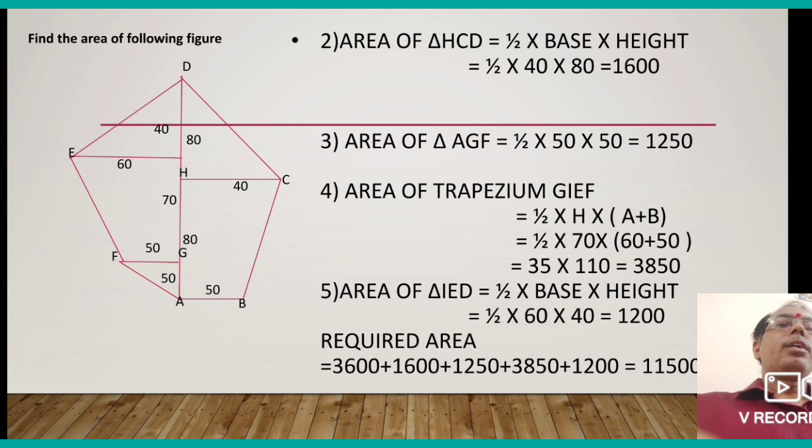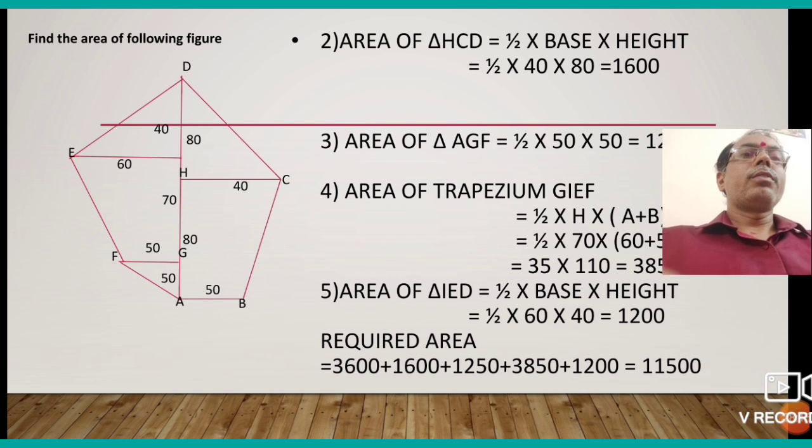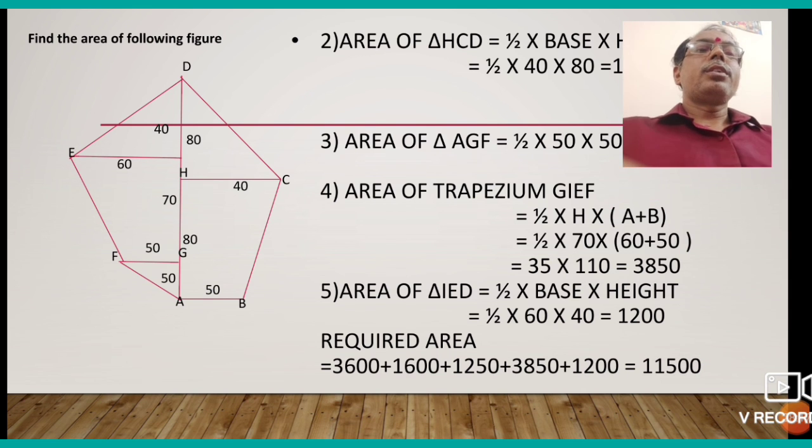Now area of triangle IED, just write I, then we get IED there. Then half into base into height, you know that one. Base is 60, height is 40, all measurements are there, just substitute them and get the results. 2 1s are 2, 30 into 40, 1200. So by combining all these values we get simply 3600 plus 1600 plus 1250 plus 3850 plus 1200. Then the sum of all these values is equal to 11,500.